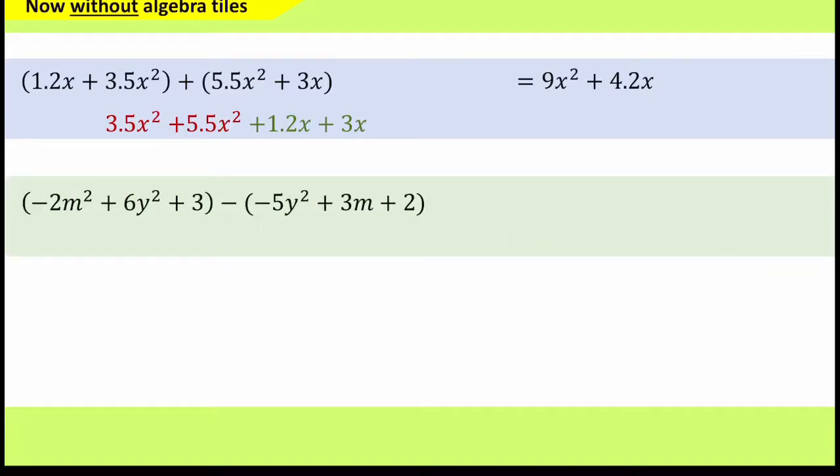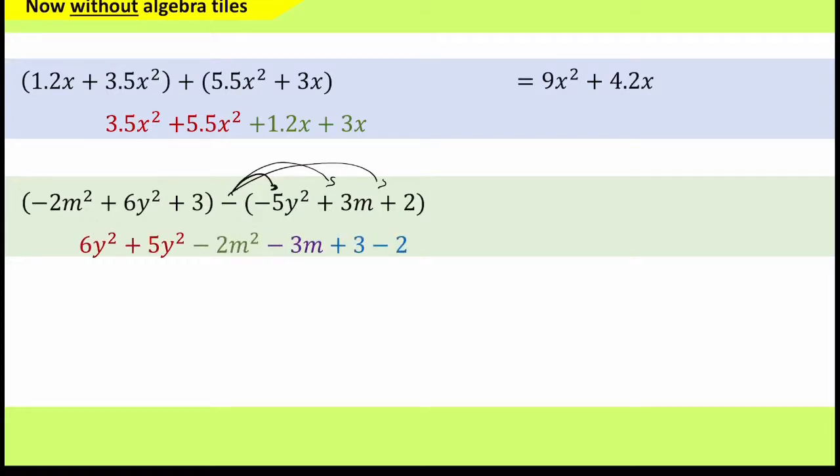Keep in mind we have a negative here. We're subtracting this expression from this expression here. So everything's going to switch its sign, right? We're going to distribute the negative. You're going to gather your like terms.